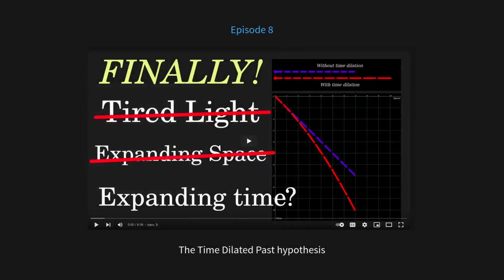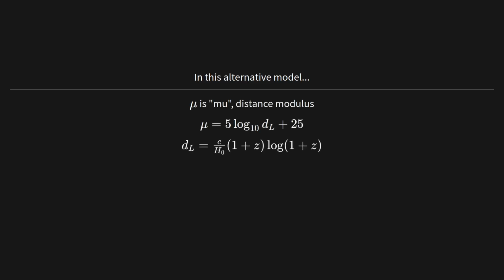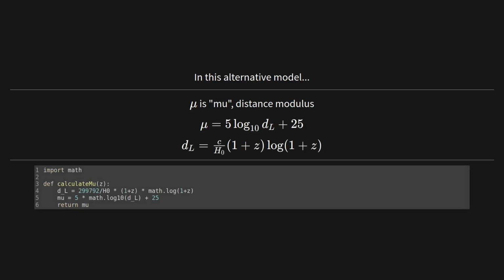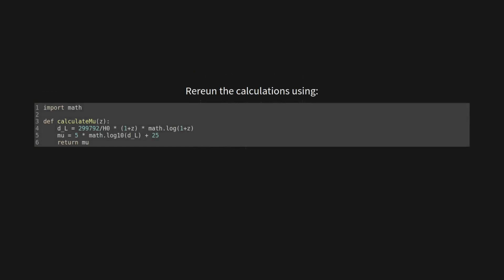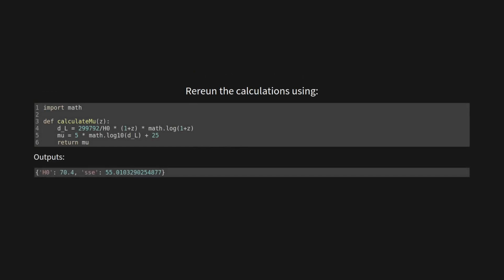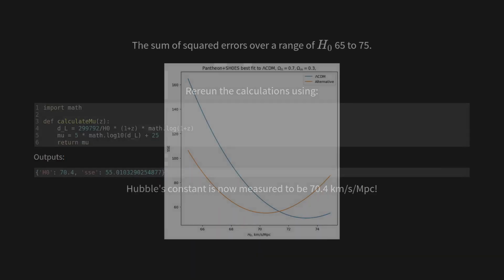In episode 8, I introduced the time-dilated past hypothesis, which is an alternative model of cosmology. To calculate mu in that, we use this distance function. So we changed the calculate mu code to this. Rerunning the calculations with this new code gives us an output of 70.4. So Hubble's constant is now 70.4 kilometers per second per megaparsec.